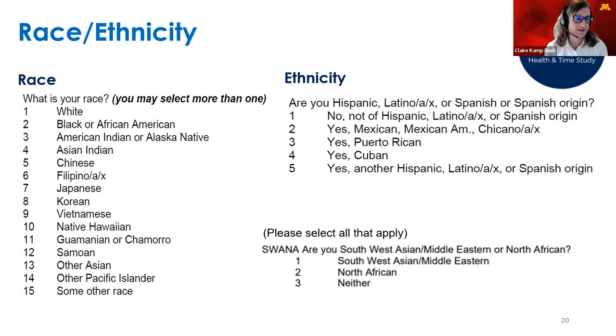And then we also have a select all that apply for if you chose that you are white or if you chose that you are some other race, you were asked, are you Southwest Asian, Middle Eastern, or North African? And so those are those items.